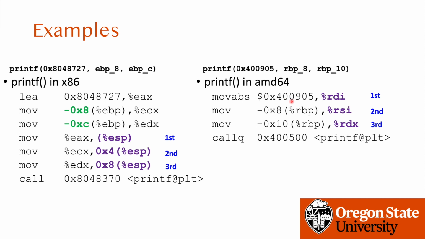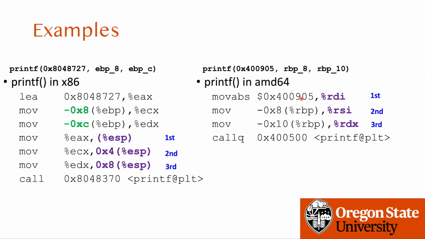And on the right side, you can see the same function call has a different address for the first argument, but the same printf function call with the 3 arguments will be translated in the 64-bit architecture of x86, which is AMD64.